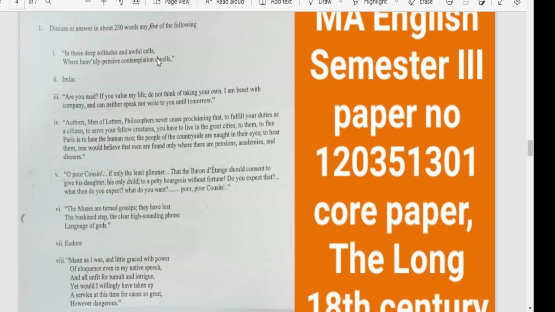Again, the same thing here, and I'm just stopping this for a while so you can read it out. And this is also question number 1 again.